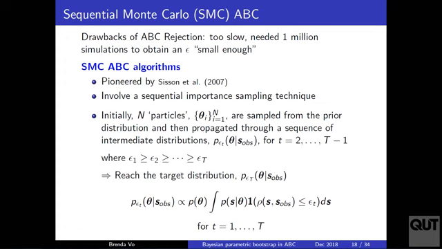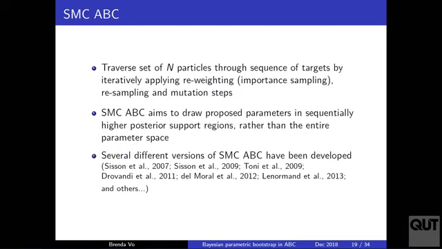So initially, you have n particles, theta i from 1 to n. You sample from the prior distribution, and then propagate it through a sequence of intermediate distributions to arrive at the target. The target is according to the epsilon t. SMC ABC aims to draw proposed parameters in sequentially higher posterior regions. Therefore, it improves and is much better than the ABC rejection.